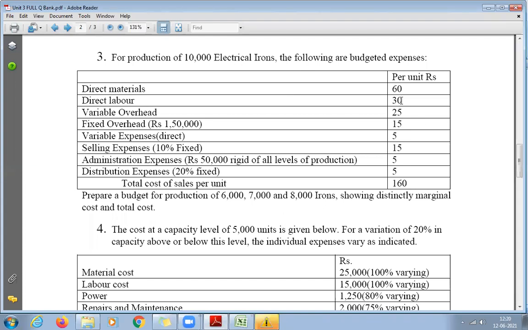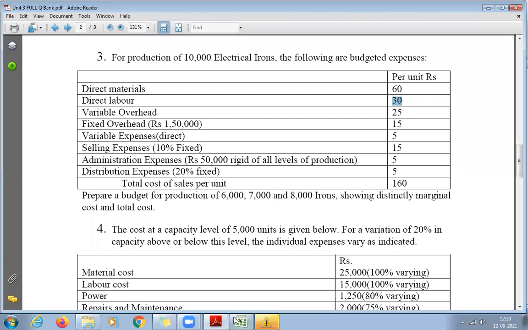So how do you take now for 6,000, 7,000, 8,000 units? He has given rupees 30 for 10,000 units. So how do you take for 6, 7 and 8,000 units? We have to multiply, not divide. 30 is the cost per unit. We know that variable cost per unit will not change when the units or the output is changing. So 30 rupees will be constant.